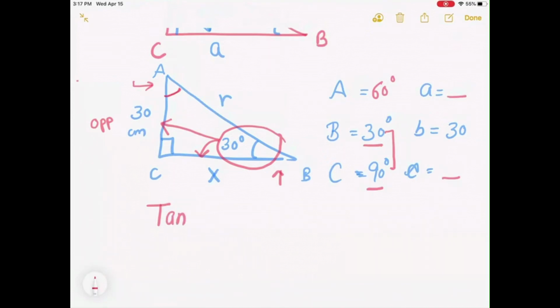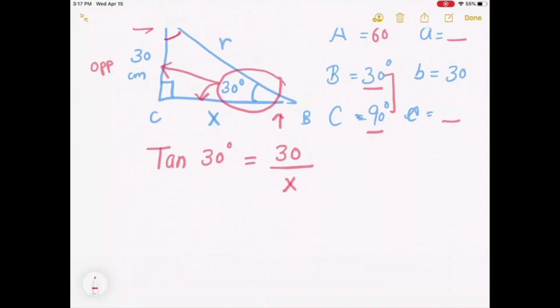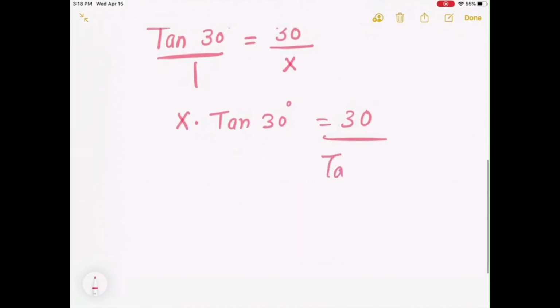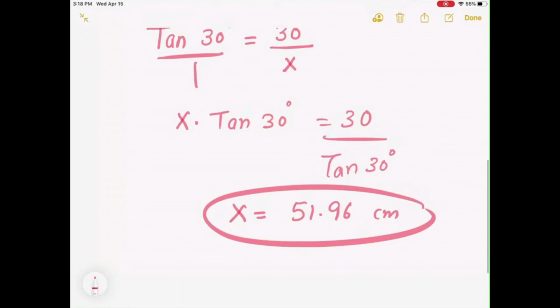I would set this up like this. I would take tangent of 30 degrees and set up a ratio: opposite over adjacent, which is x. Once you set this up, this becomes a normal algebraic equation, and then just do the cross product and solve for the missing variable. This becomes x times tangent 30, and it's equal to 30. Now just solve for x, so I would divide by tangent 30. Put it in your calculator, and finally your answer would be 51.96 centimeters. Here you go. I'm done with solving for x.